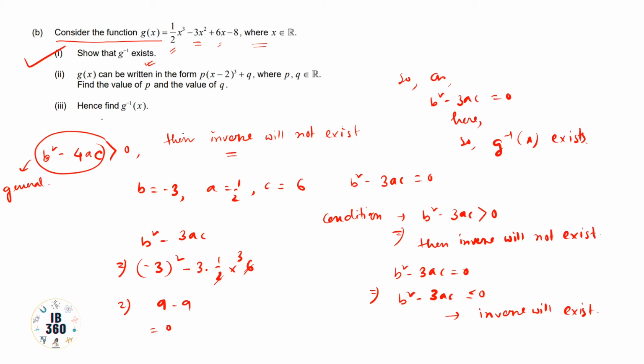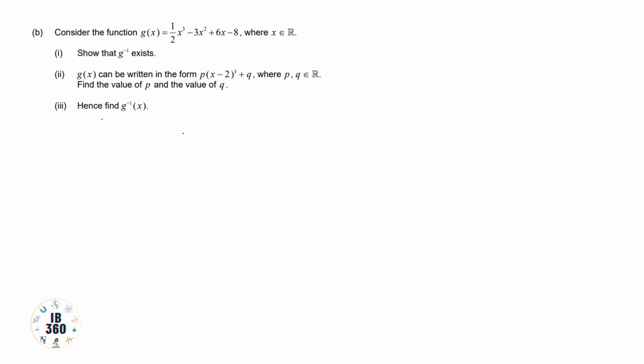Okay, now we will move toward the next problem, that is g(x) can be written in the form p into (x minus 2) whole cube plus q, where p, q belong to R. So first we will elaborate this. Just see p into (x minus 2) whole cube plus q here. So just elaborate this part.